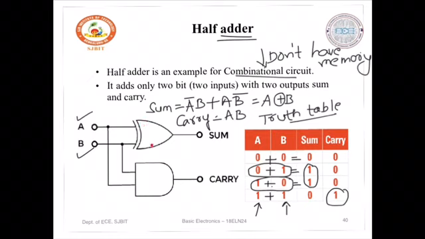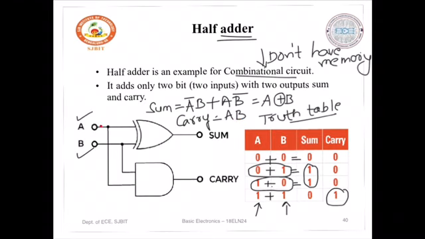This is the exclusive OR gate. The output of this exclusive OR gate is sum, because this exclusive OR gate is performing what? A bar B plus A B bar, sum. Similarly, coming to the carry, what is the expression for carry? It is AB. AB is performed by using which gate? The multiplication of two input variables can be performed by using an AND gate.